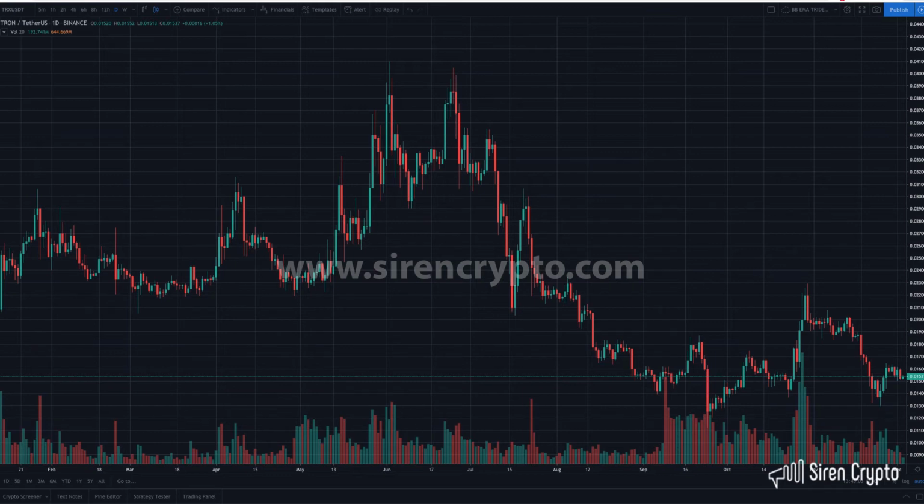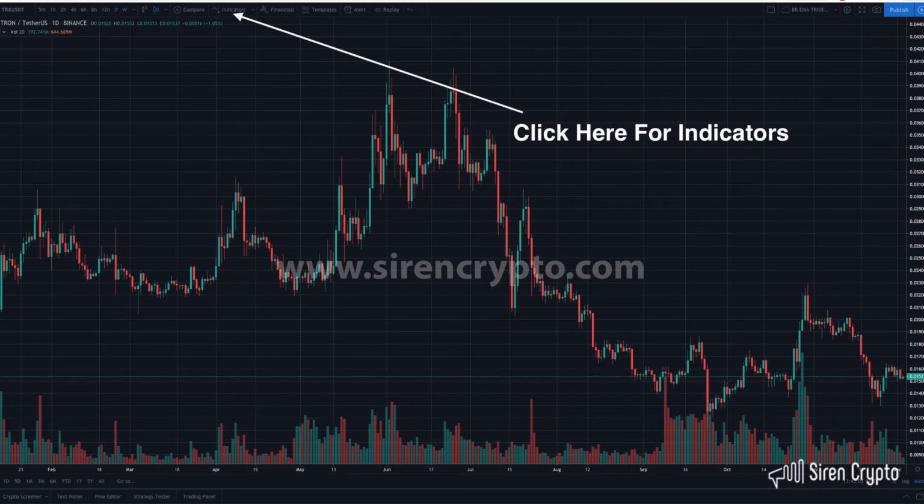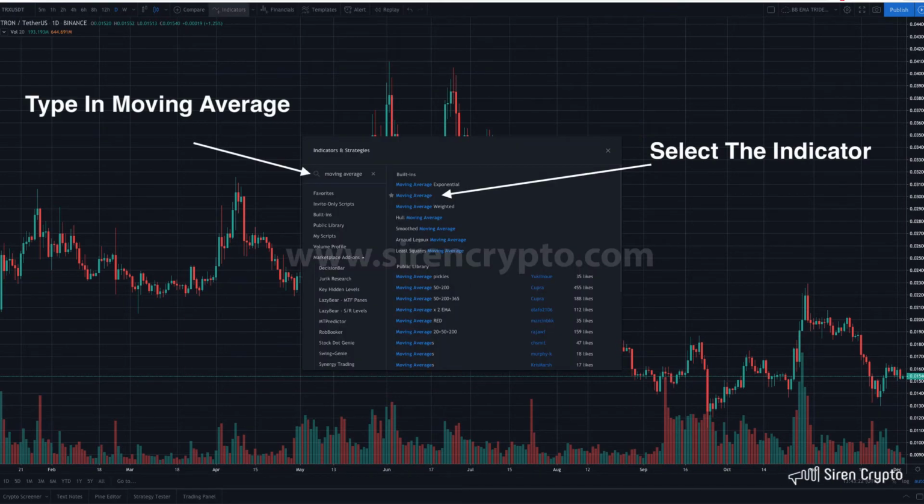Let's add on our moving averages now. Firstly, go to the top of the chart and click on the Indicators tab. In the search box, type in moving average and then choose moving average. Now you will have to do this twice because we're putting 2 moving averages onto the chart.